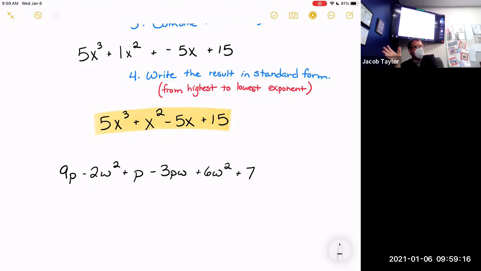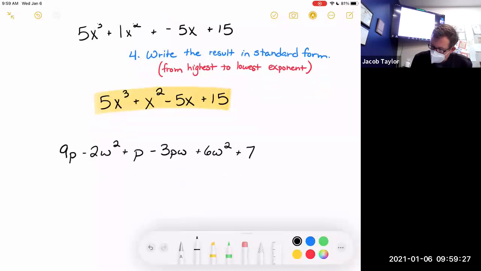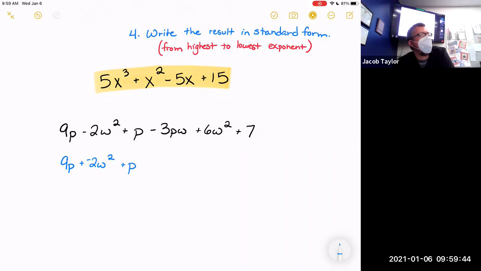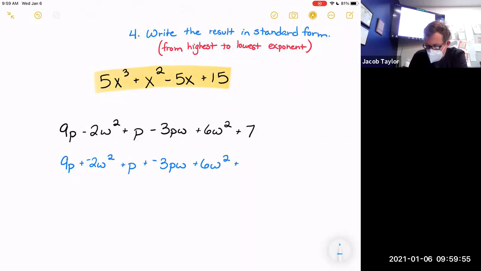We will, but that's not the first step. What's the first step? Rewrite. Rewrite the subtraction. Very good. So step number one is going to be to turn all of our subtraction into adding negatives. So minus 2w squared is going to become plus negative 2w squared plus p. And we've got a minus 3pw, which is going to become plus negative 3pw plus 6w squared plus 7.